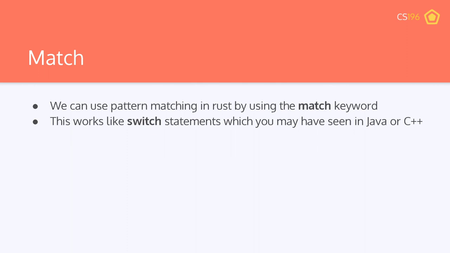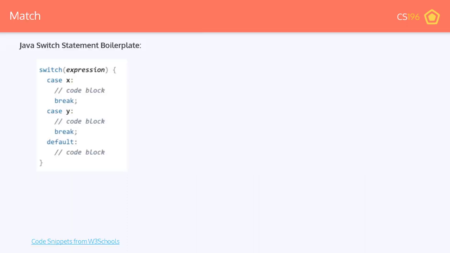So let's talk about the match keyword. So match is really similar to switch statements. Rust has taken a little bit of a different approach with it, and so you can argue that they look different or are a little bit more powerful. So we'll take a peek at that.